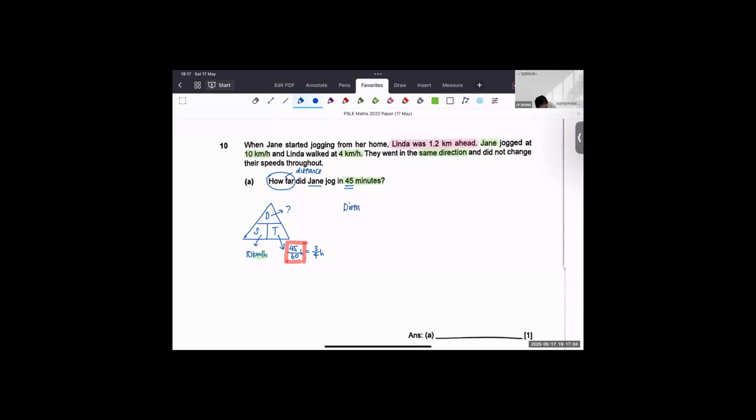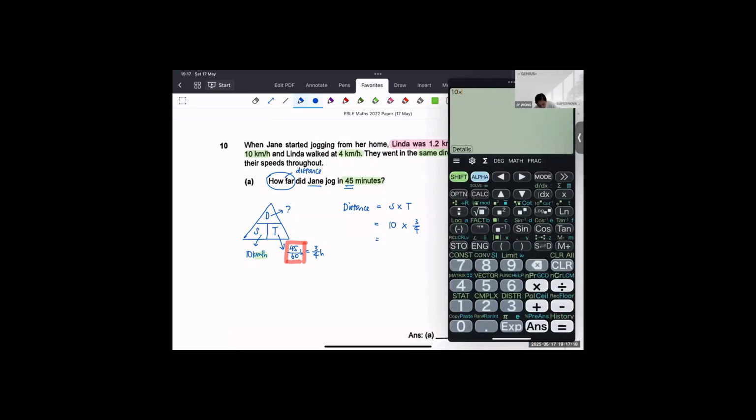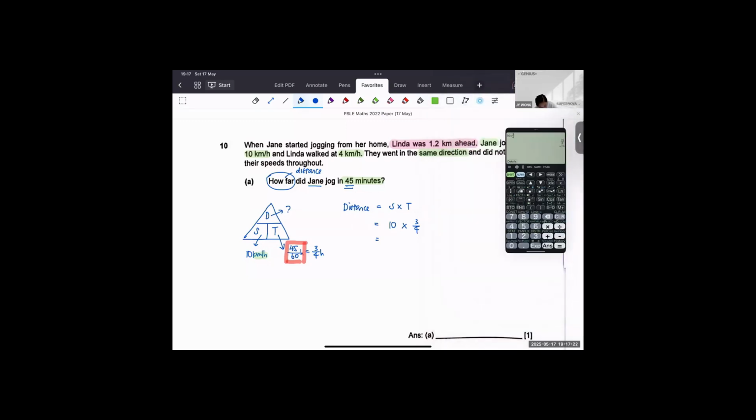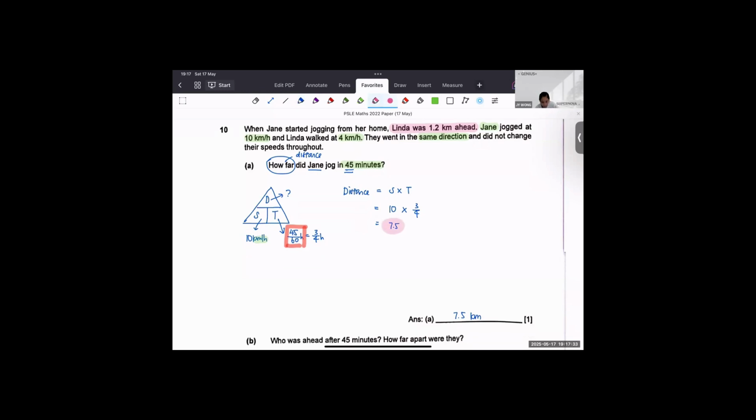So distance is equal to speed times time. What is the speed? 10 kilometers per hour. The time is 3/4. You can also put 45 out of 60. So you can just use the calculator, 10 times 3/4. It will give you 7.5 kilometers. As you can see again, it's only 1 mark. Now, next.